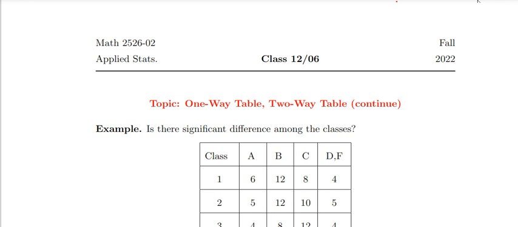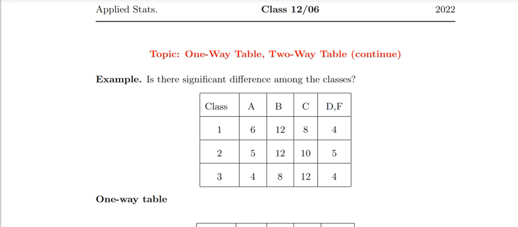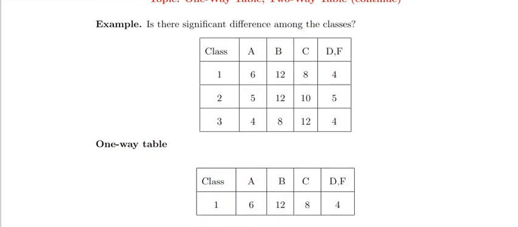So today's topic is a continuation of one-way tables and two-way tables. We know what a one-way table means and what a two-way table means. Those are typical examples for one-way and two-way tables, right? A two-way table compares many classes. A one-way table has only one class. So the typical question for two-way and one-way tables is just like that.